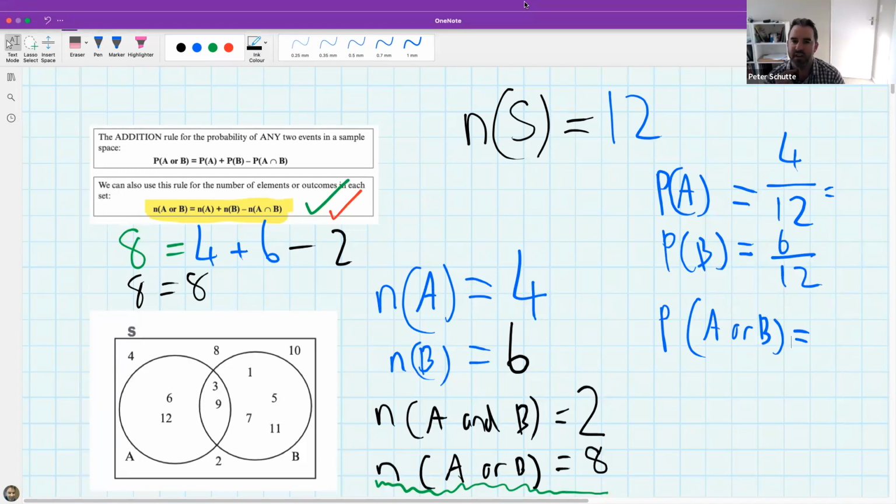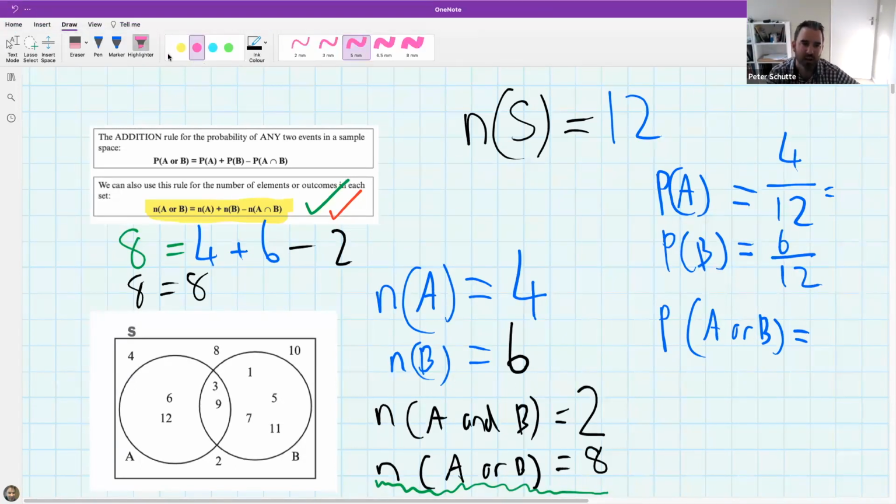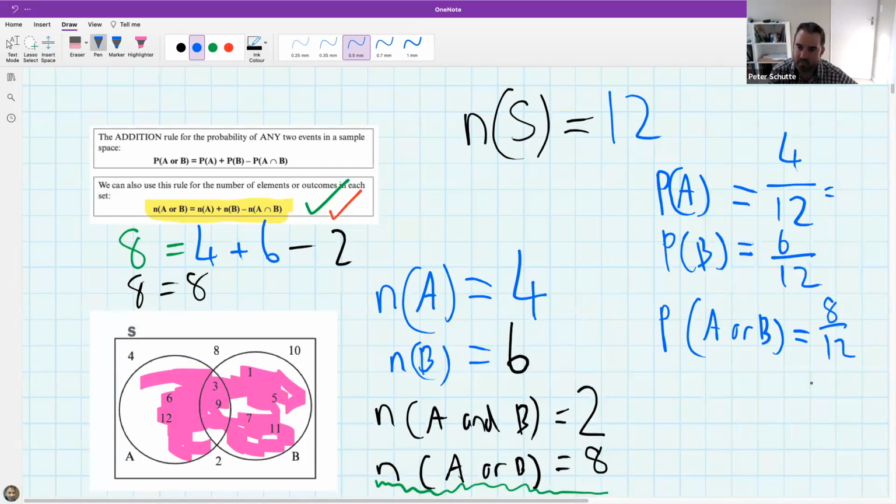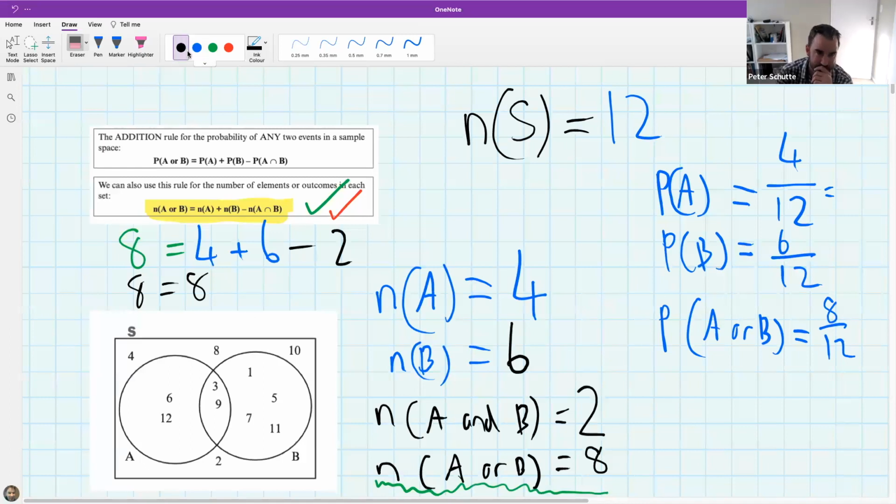What's the probability of A or B? So what we're saying is, if you choose a random number, what's the probability you end up inside the circles? 1, 2, 3, 4, 5, 6, 7, 8. So we're going to get 8 out of 12. Yep, that's looking good. So there's 8 in there.